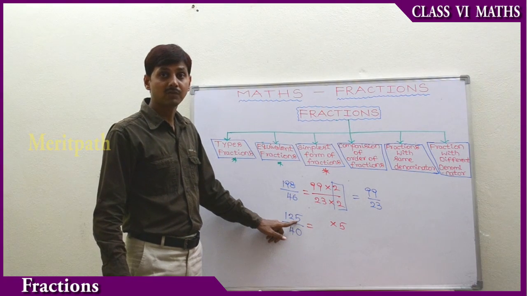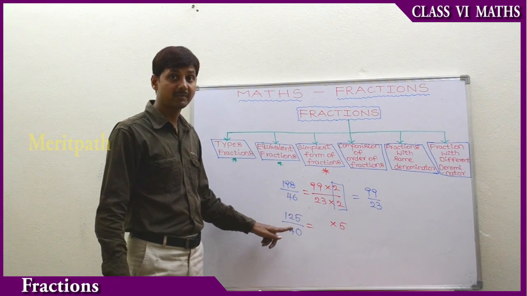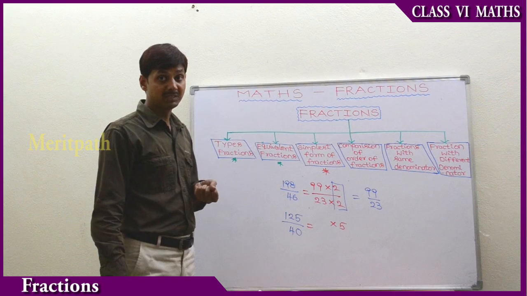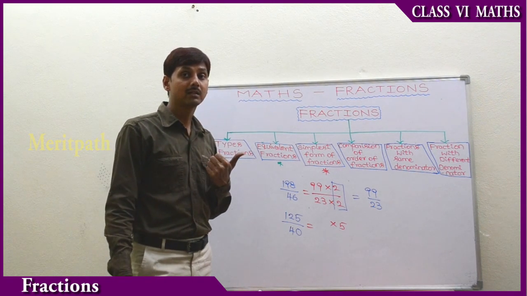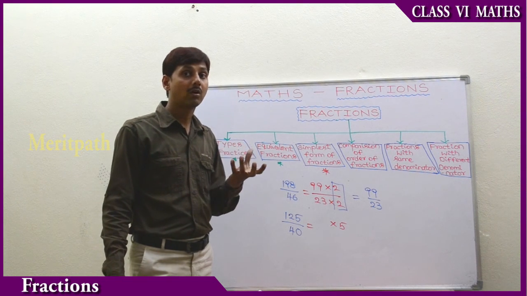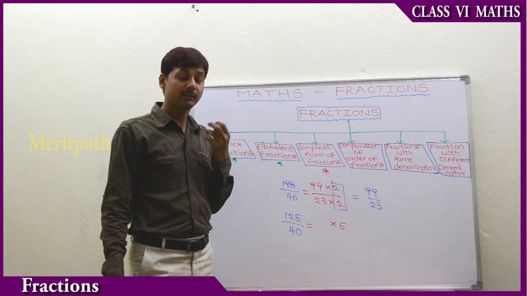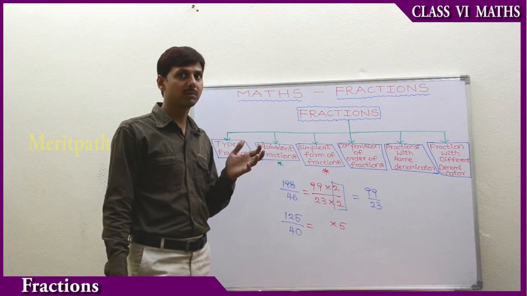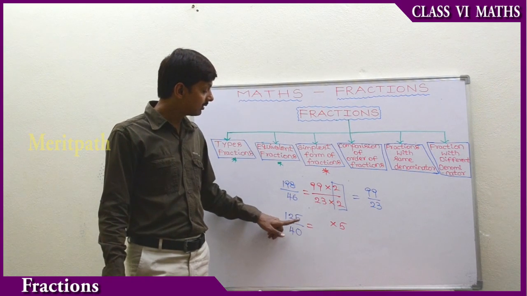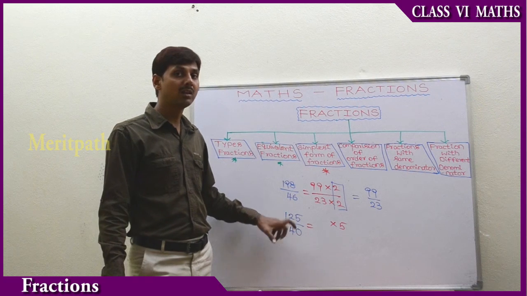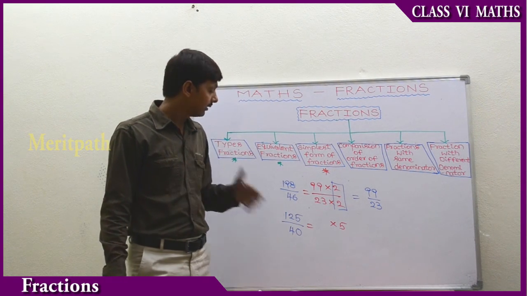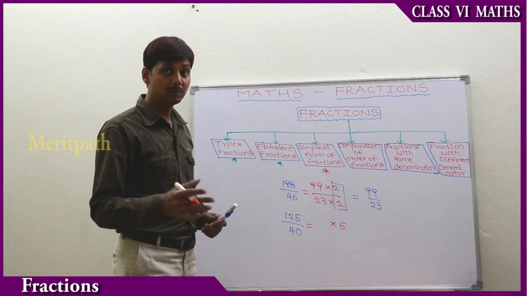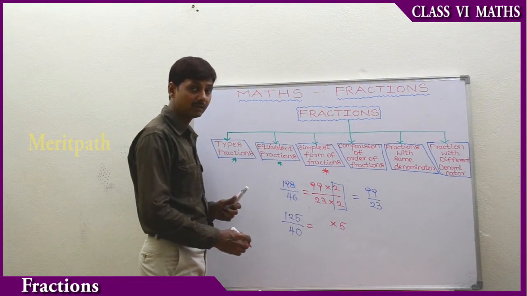is 5. So this is divisible by 5, because we know the divisibility properties. If the last digit is 5, then the whole number is divisible by 5. Or if the unit digit is 0, then it is also divisible by 5. So if the unit place is 5 or 0, then the whole number is divisible by 5. So from divisibility properties, both the numbers are divisible by 5. That's the reason we are taking 5.